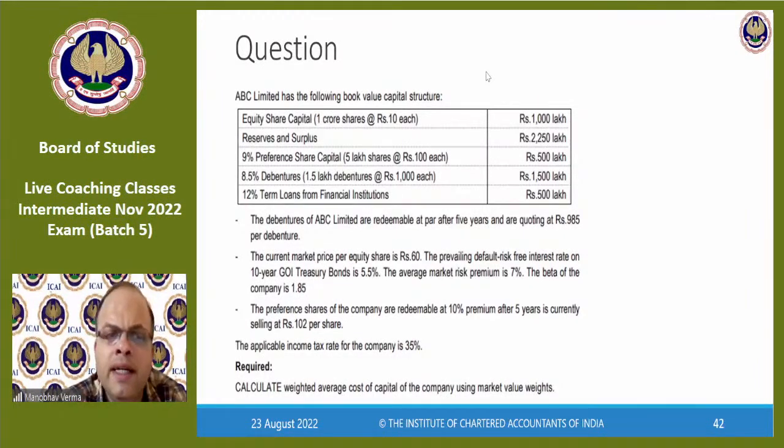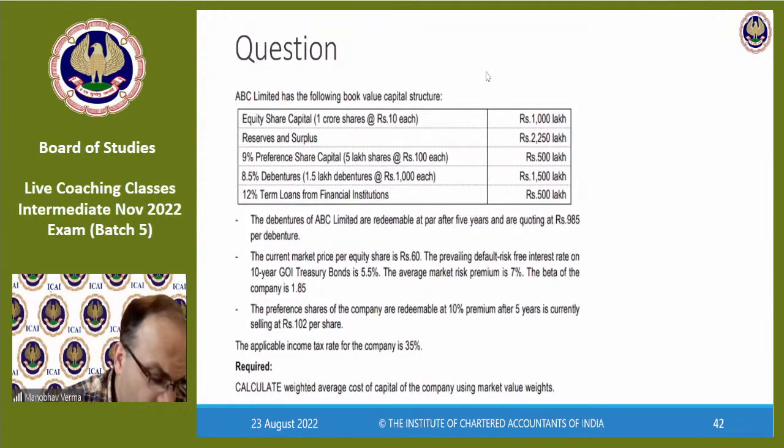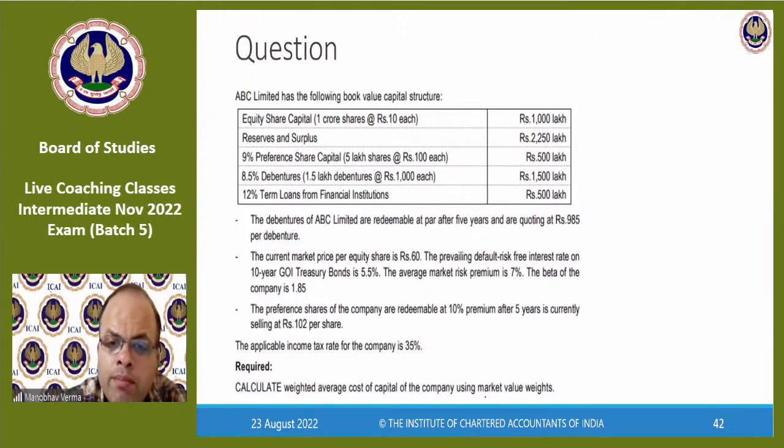Prevailing default risk-free rate is given as the 10-year Government of India Treasury bond. Average market risk premium is 7%. Beta of the company is 1.85. And the preference share is redeemable after 5 years and selling at 102. Tax rate is also given. What they're requiring us is the calculation of, look at the requirement, the weighted average cost of capital using market value weights. So let us do one thing. Let us attack this one by one. We together solve it.